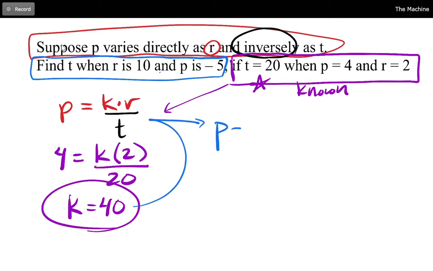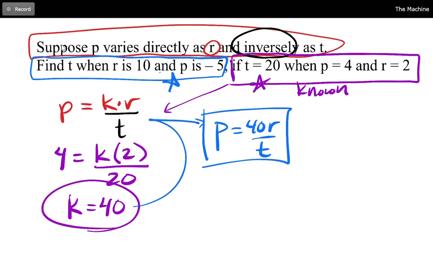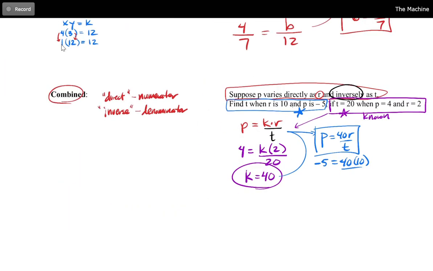So now I come back over here and I can use it to find the new unknown. So P is equal to 40 R over T. That's my specific equation. Now I use the blue values. Find T when R is 10 and P is -5. So P is -5. That equals 40 times the R value, which is what I don't know. So I guess I don't need parentheses. 40R divided by, no, my mistake. I do know R. R is 10. I see, not having the equal sign mess with me. I wrote that to mess with you. And it messed with me.